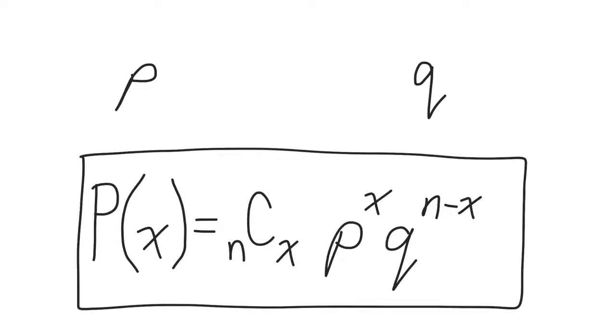The probability of X successes is N choose X times P to the exponent X times Q to the exponent N minus X. And remember, N is the number of trials, X is the number of successes, P is the probability of success, and Q is the probability of failure.